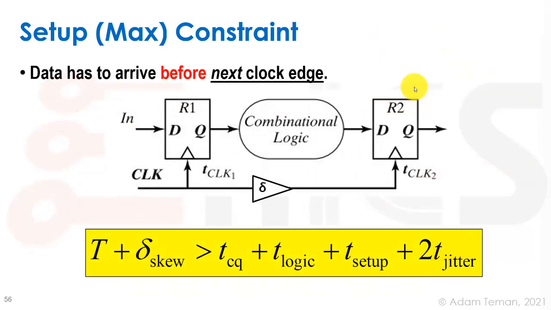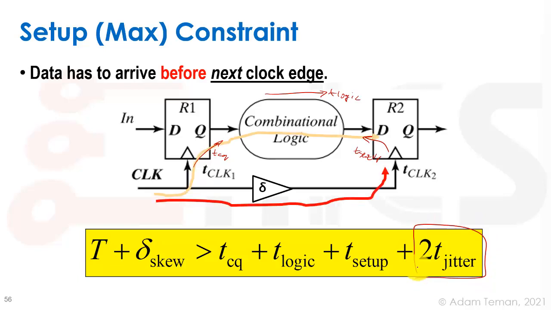So let's see that again. I moved the skew over to be in the equation as part of the capture path. So T, which is the capture path, plus delta skew, has to be larger than TCQ over here, plus T logic over here, plus the T setup over here. And again, jitter, in the worst case, is added twice. So our launch path has to be shorter than our capture path.